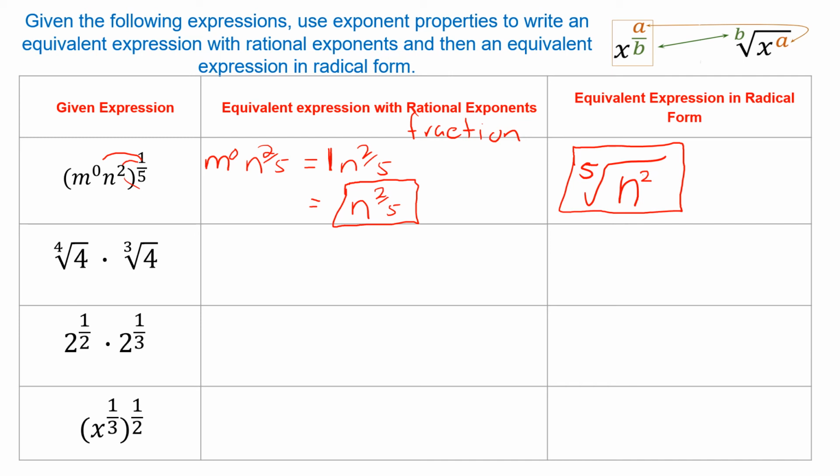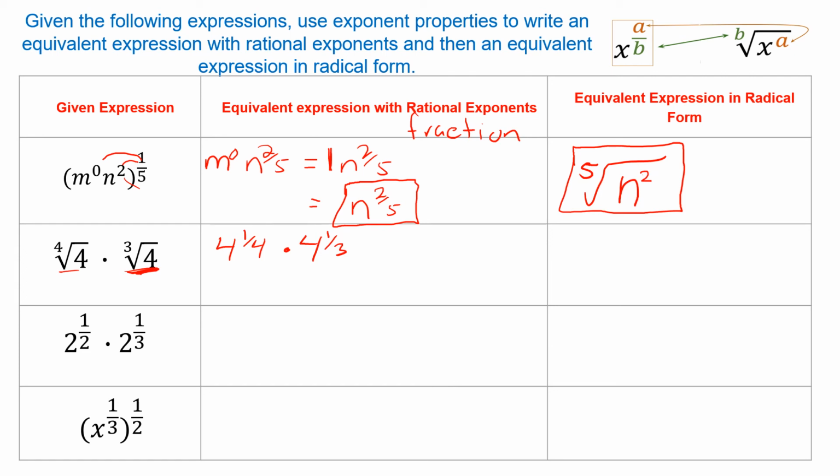So let's look at this second one here, right? I have my radical symbols here. The first thing I want to do is rewrite these in rational form. So I'm going to write it right here. That's going to be 4 to the 1/4. So remember, 4th root, same as raising it to the 1/4. Then next I have the 3rd root. That will be 4 to the 1/3 power.